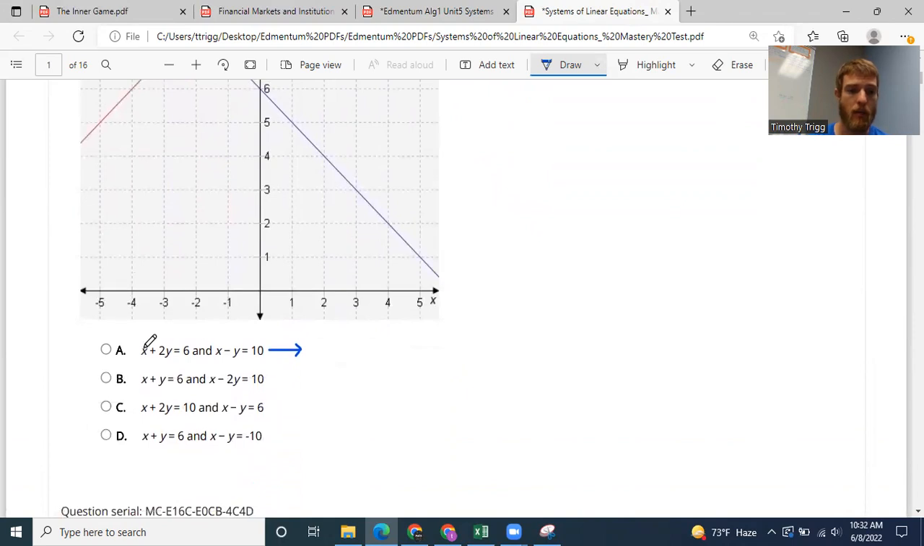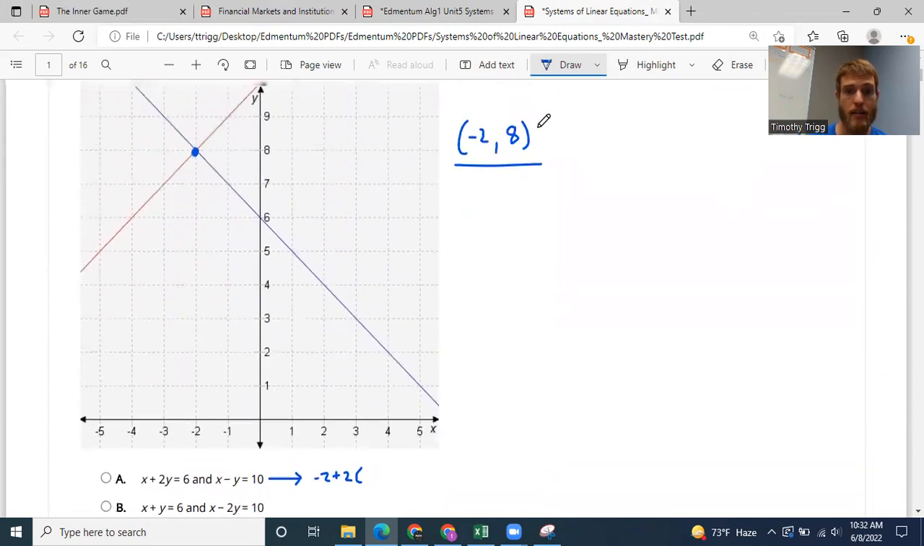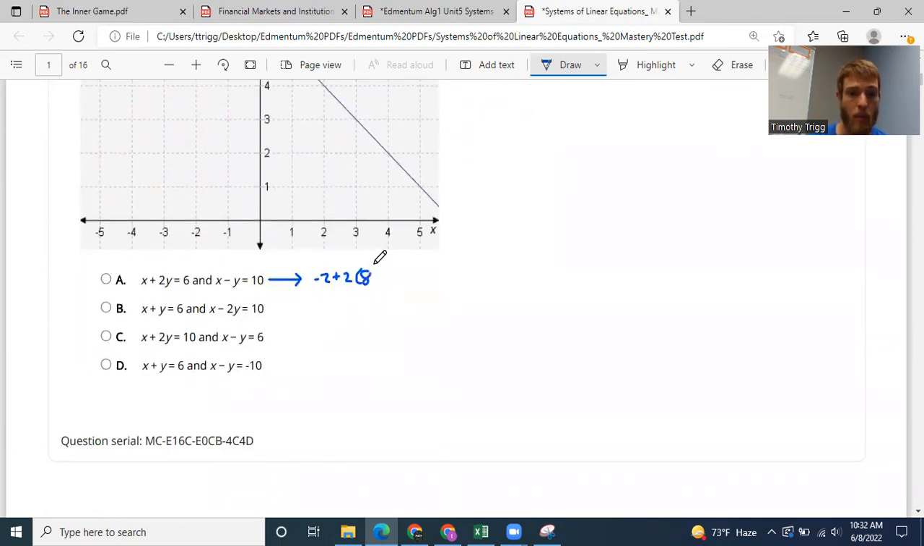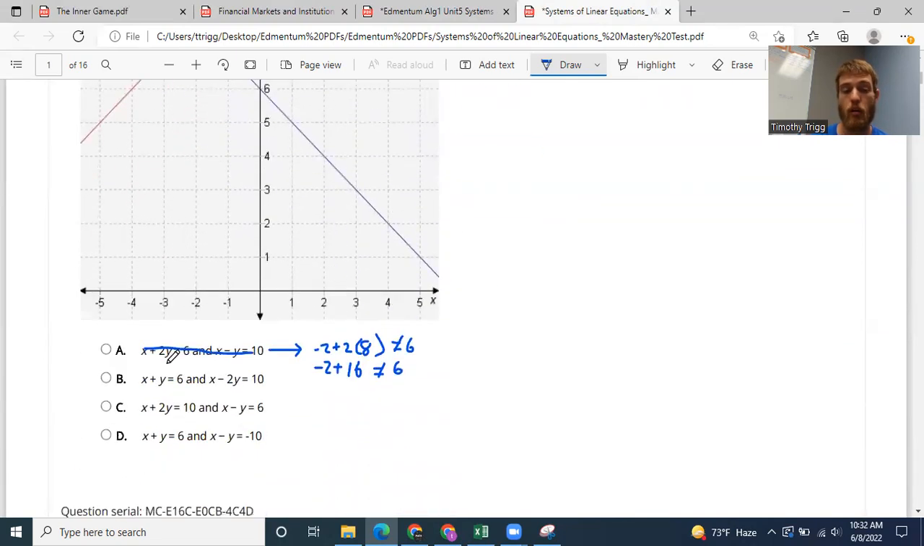Well, let's see. I'm going to start with the first equation. It says x + 2y = 6. So I'm going to use x = -2 plus 2 times y. The y is 8. And I'm hoping to get 6. Would this give me 6 in this scenario? Well, let's see. -2 + 16. Does that give me 6? Well, no, it does not. So that means this is not right. The correct solution should work where you plug it into both equations and it produces a true statement in both equations. So see if you can find that.